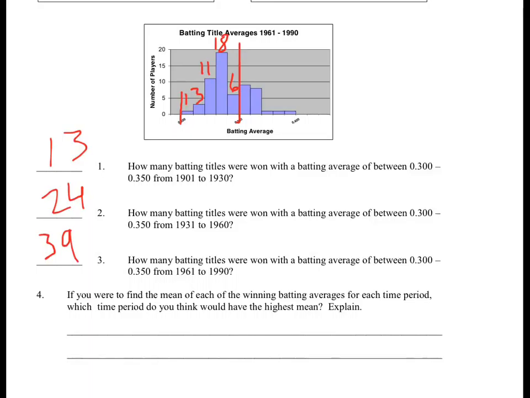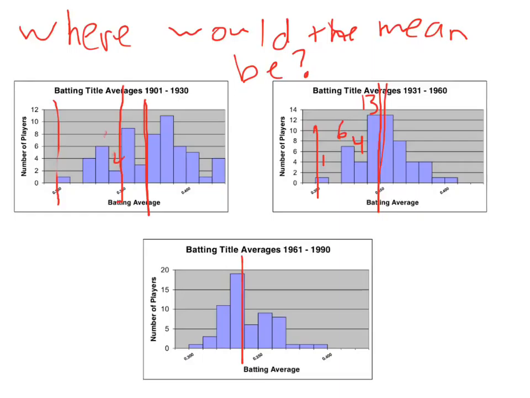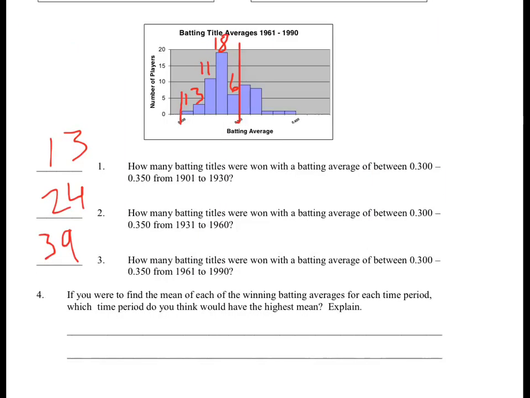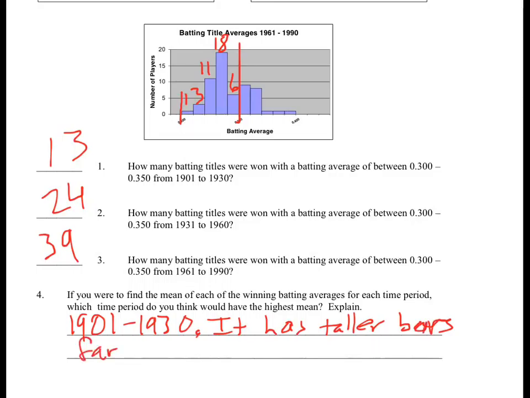If you were to find the mean of each winning batting average for each period of time, which period do you think would have the highest mean? We already looked at that up here when we were looking at these graphs. We noticed that this one would have the highest average, and then this one is the next lowest, and then this one. So it's looking like the top left one, that's 1901 to 1930. And you need to provide an explanation as to why. It can be just as simple as it has taller bars farther to the right. That's what would show you that more data is to the right, and right meaning higher.